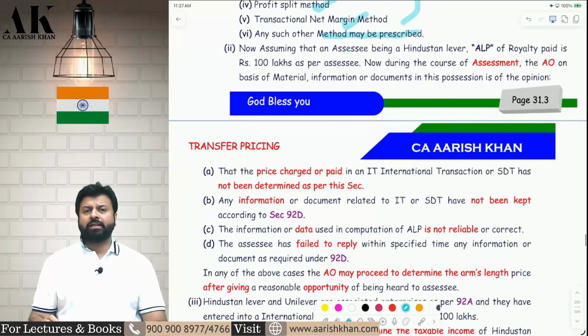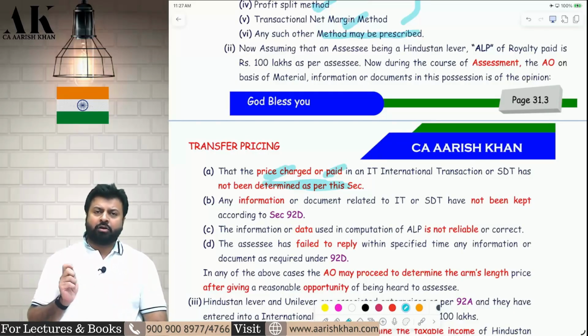Sir, what four things should I not do so that the AO should not interfere in between? First, he should not be of the opinion that the price charged and paid is not as per this section. He should not be of the opinion that you did not follow the rules properly, you did not follow subsection 1 properly, you did not select the most appropriate method properly.